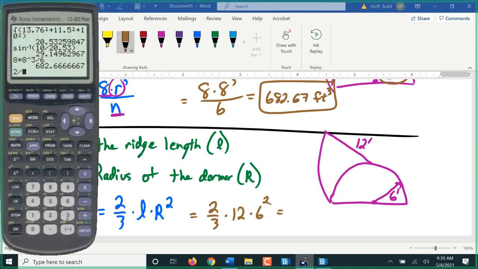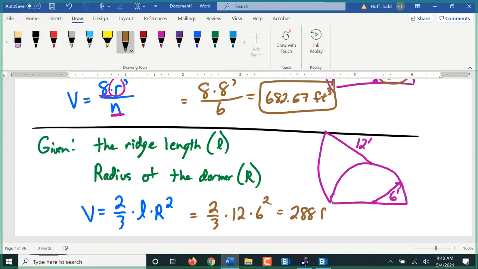So 2 divided by 3, times 12 times 6 squared gives us 288 cubic feet.